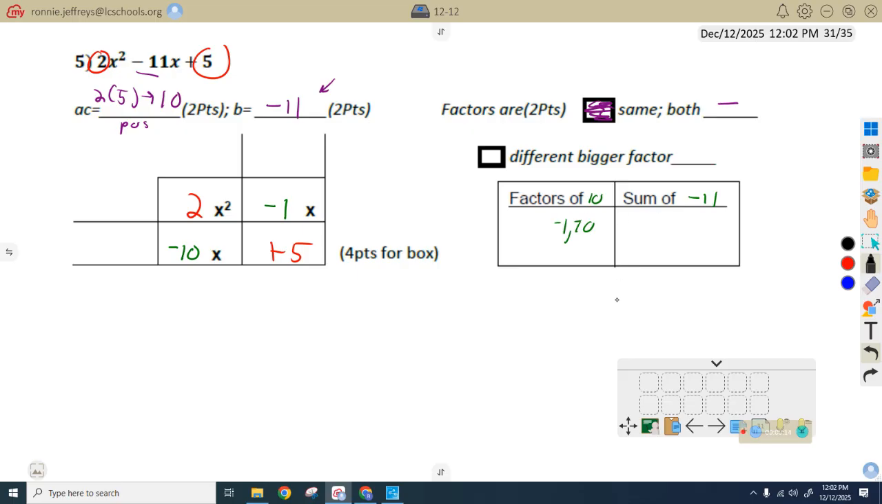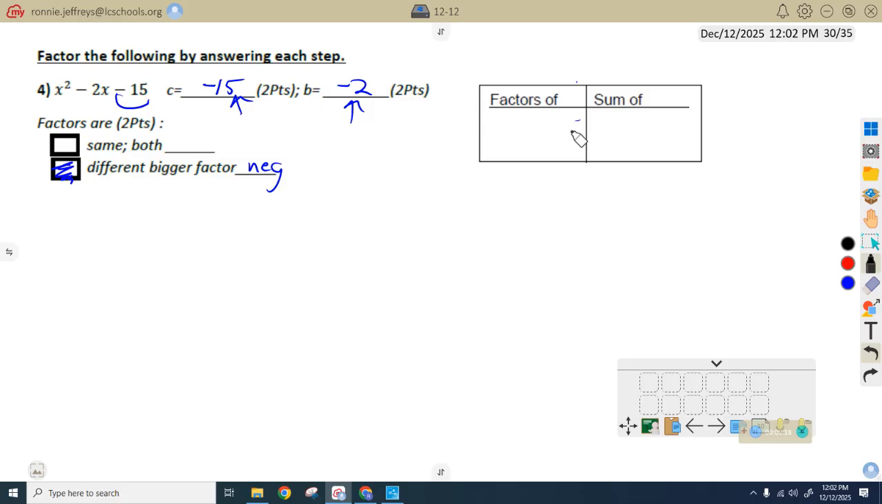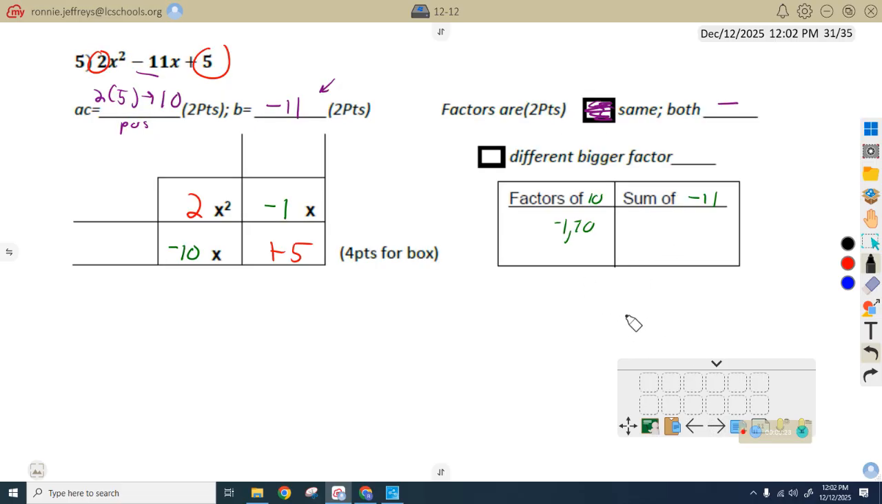What I was saying about not needing the box, I don't think the box needs to be on this one. I do think the box needs to be on this one because you actually have to factor.